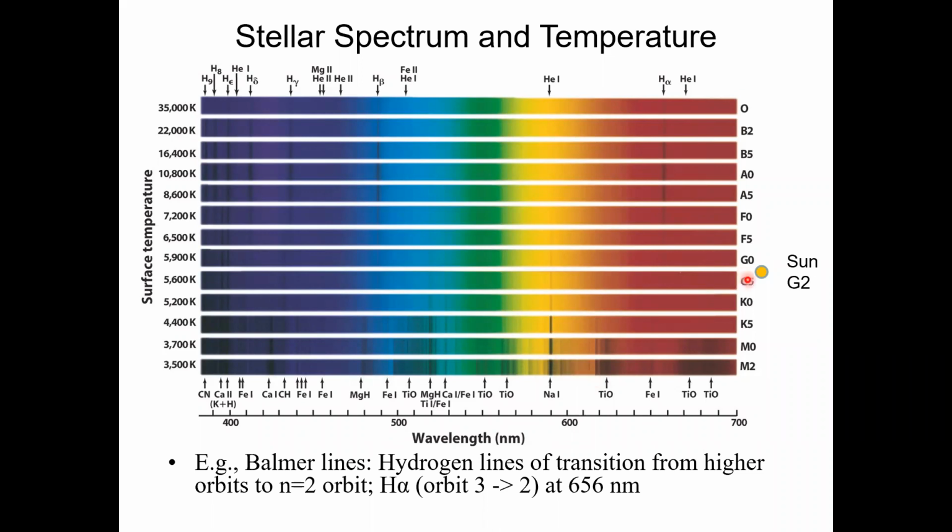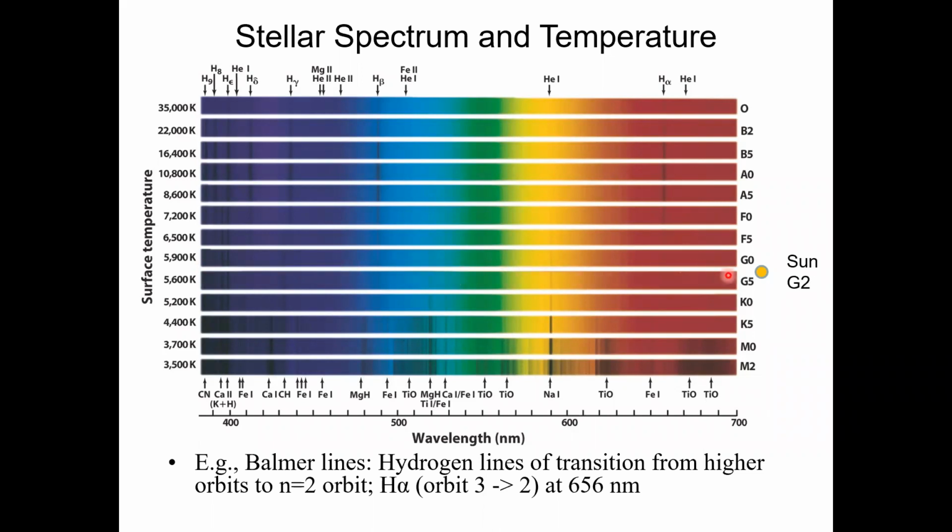So where is our star? I think it's over here. It's G2, right? The hotter stars are class O over here, and the cooler ones are M stars, M2, M0, like that. So our sun is right in the middle, almost. It's a G2 class, and it's between 5,600 Kelvin and 5,900 Kelvin. Actually, it's about 5,800 Kelvin over here. Okay.